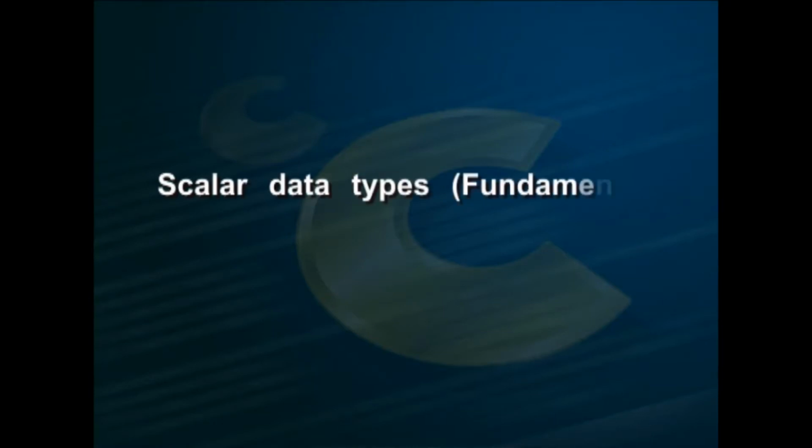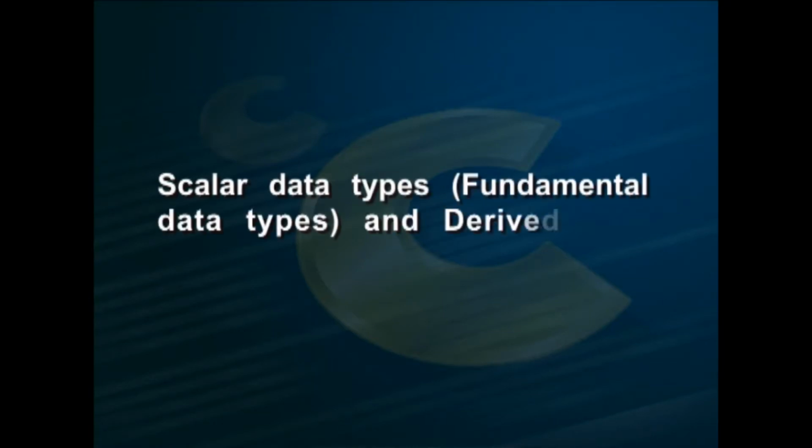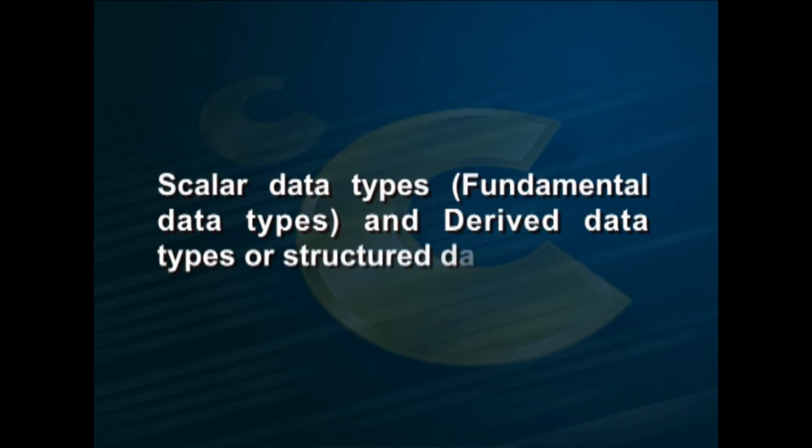Now, come to the concept of data type. Data type is a term that refers to the kind of data used in a computer program. Every programming language has a set of built-in data types. C also supports several data types, mainly under two major categories. The first category is scalar data type. We also call it fundamental data types, and the second is derived data types or structured data types.